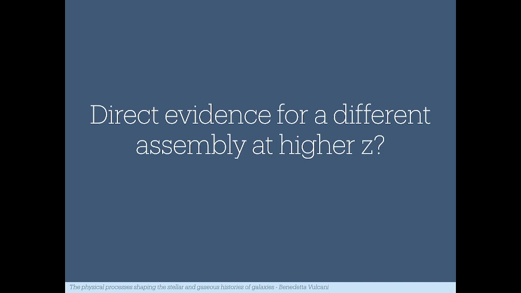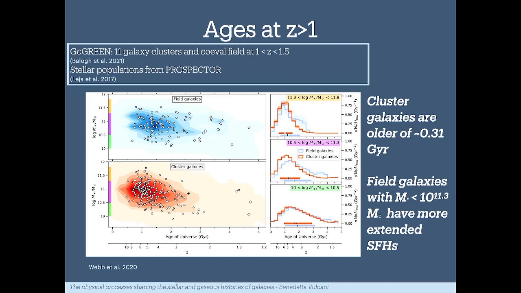Do we have any direct evidence? Very little. One example is by measuring ages at redshift larger than 1. This has been done by GOGREEN, and we have the star formation histories of galaxies in the clusters and in the field as a function of stellar mass. And we see, overall, the cluster galaxies were already older, but just by 0.3 gigayears. This is not a very strong result, but it's already a hint that cluster galaxies were already quenched much more easily at high redshift and have been quenched for a longer time.